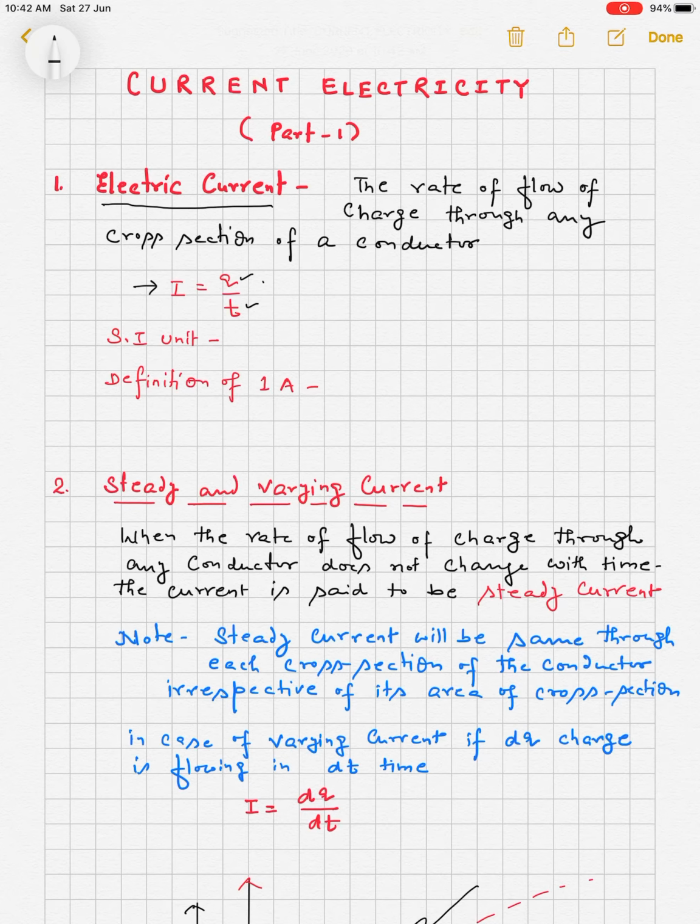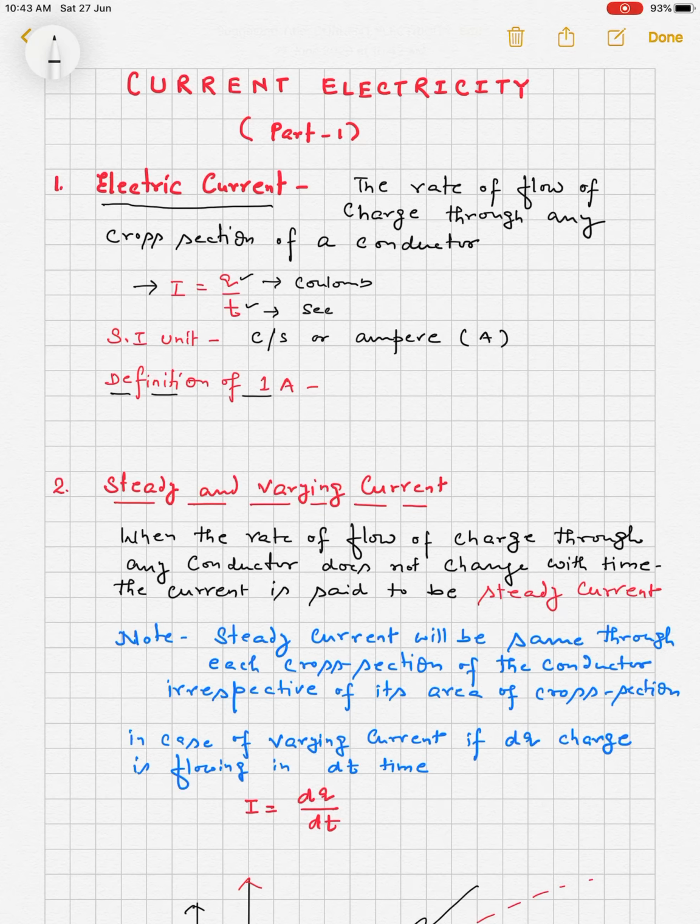So the unit of Q is Coulomb and that of time is second. So its unit is Coulomb per second or ampere. Now the definition of 1 ampere. The definition of 1 ampere is that 1 ampere current is produced in a conductor if 1 coulomb of charge flows in 1 second.